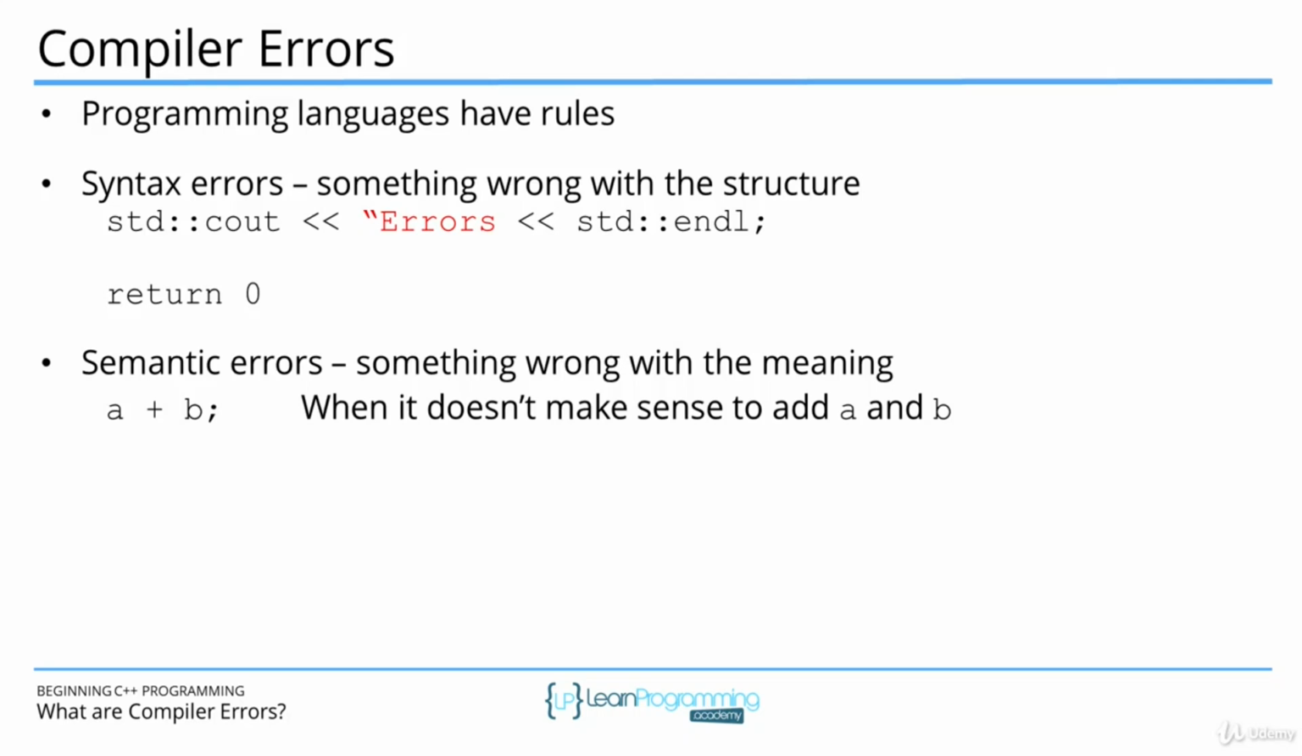In this case, the syntax or structure is correct, but the meaning of the code doesn't make sense to the compiler. Suppose we want to add two variables, a and b. If the variables are both integers, then this makes perfect sense. But what happens if one of the variables is a person and the other variable is an integer? Does it make sense to add a person and an integer? Probably not. In this case, the compiler generates an error.